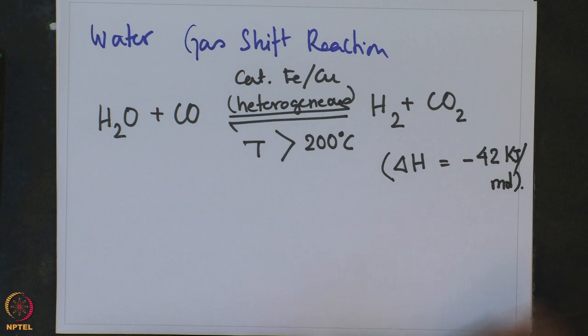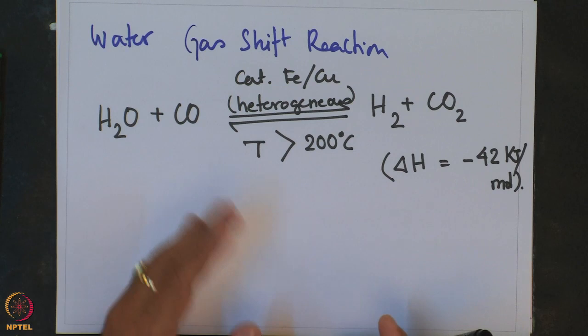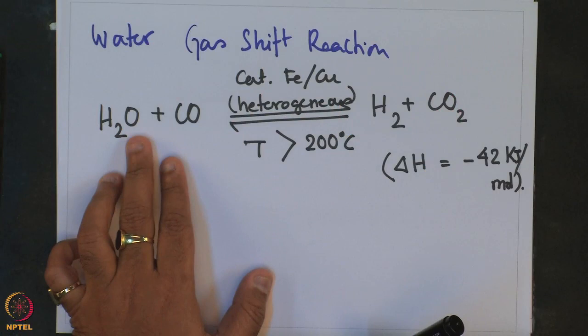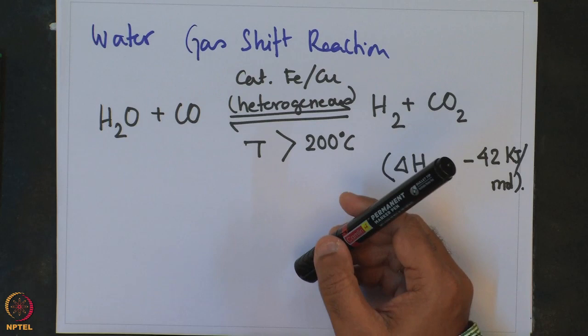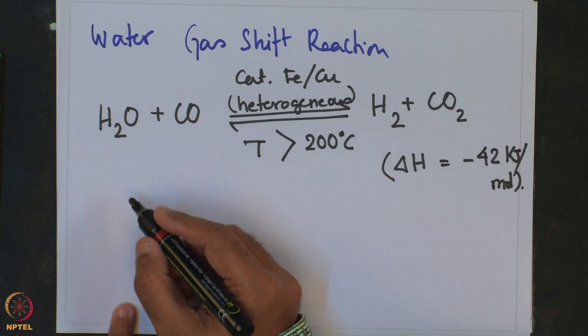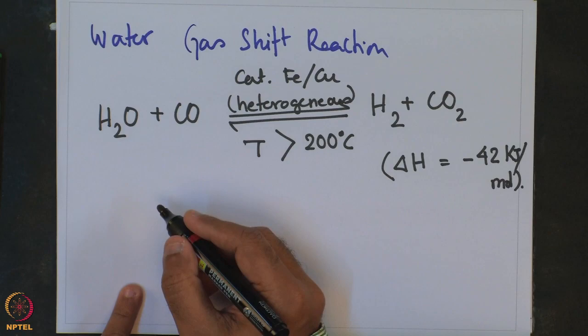Now, the significance of this equilibrium lies in the fact that, depending on where the equilibrium lies, one can envision this reaction as carbon monoxide getting oxidized by stripping the oxygen from water and in turn producing carbon dioxide and hydrogen. So, the significance of this reaction lies in exploitation of the reducing power of CO to produce hydrogen from water under mild condition.